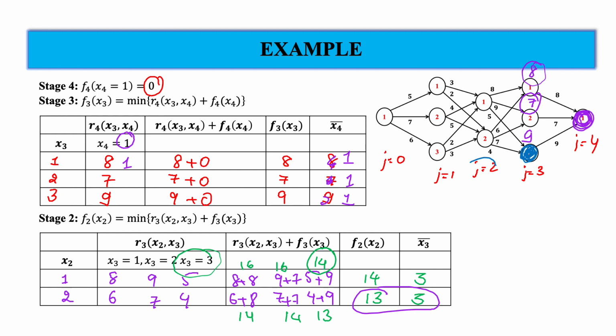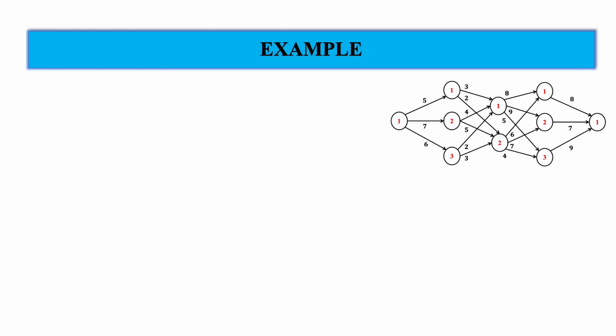Now we will come to stage 1. Okay, so we will just write the optimal values. The optimal values were 8, 7, 9. Here it is 14, 13. Here my optimal solution is obtained at x3 for this stage x1. Now for stage 1, f1(x1) is r2(x1, x2) plus f2(x2).